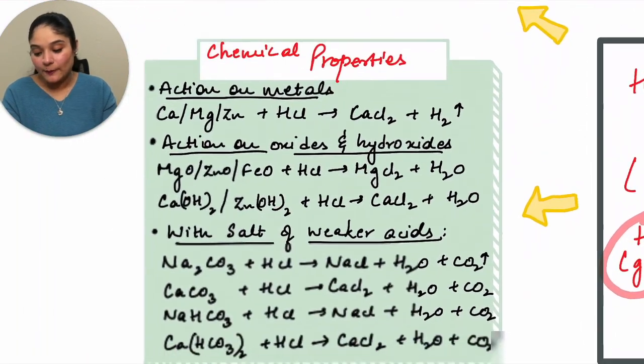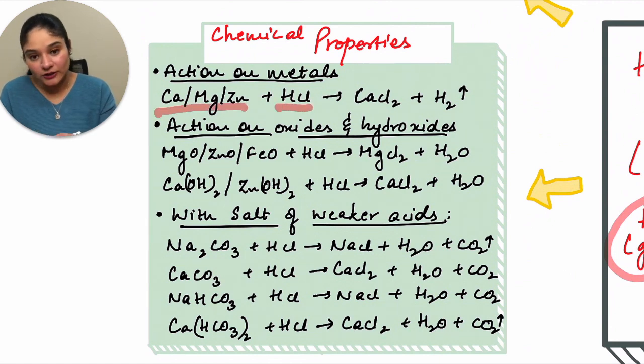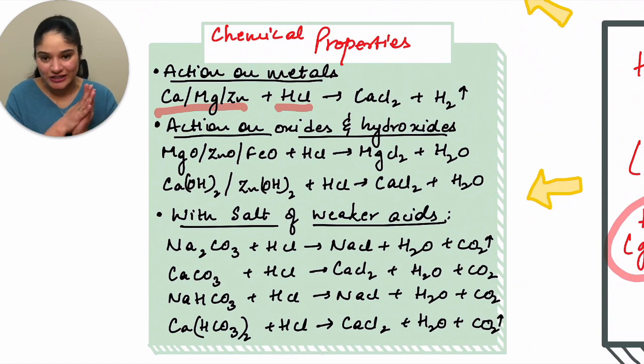Now let's come to the chemical properties. When HCl acid or hydrochloric acid reacts with metals, it will give you a metallic chloride plus hydrogen gas. So calcium, magnesium or zinc reacting with HCl will give us what? Calcium chloride, magnesium chloride or zinc chloride, and along with that it will give you hydrogen gas.